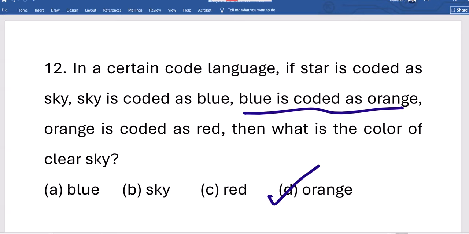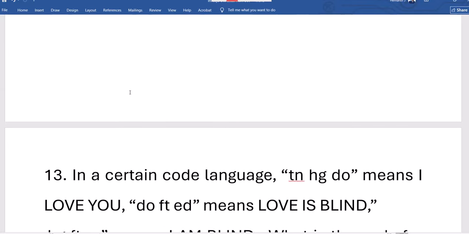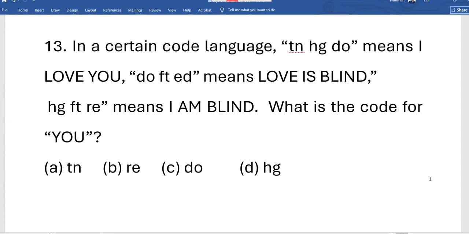Okay, what is the color of clear sky? Blue. In the question, blue is called orange. So we have to go for orange. That's it. Don't extend that. Now what about this one?